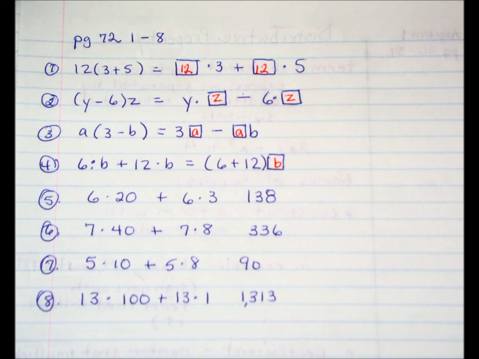And in number 8, it was 13 times 101. 13 times 100 would be 1,300. And we don't need to multiply times 0 because that would be 0. And 13 times 1 is 13, for 1,313.